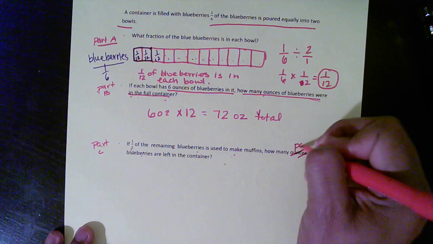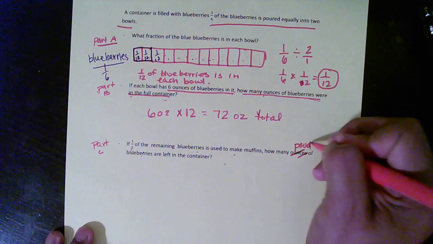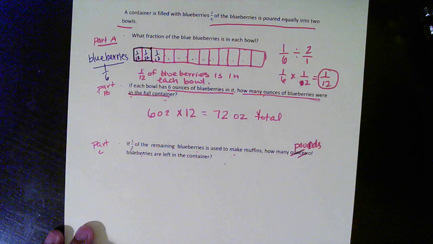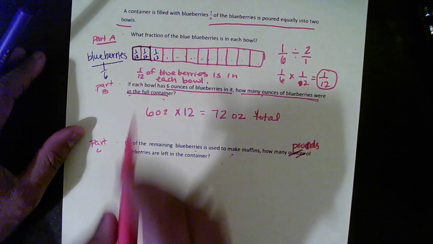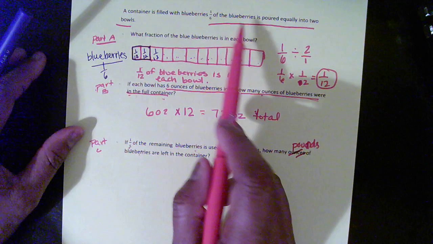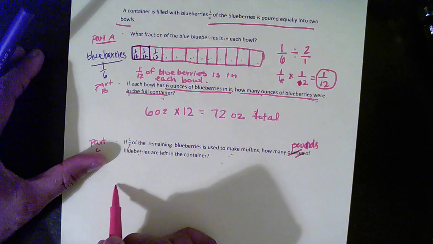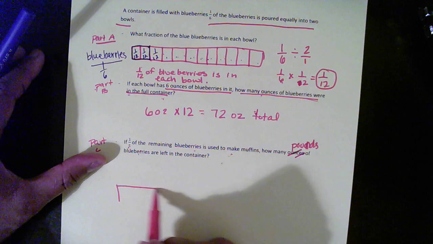This is ounces, boys and girls, of blueberries are left in the container. Okay, so now it's saying that we have to use 1/6 of the remaining blueberries that are used to make muffins. How many ounces of the blueberries are left in the container? Okay, so now I need to start again with this model, the original model, the 1/6. Remember that? All right, so let's draw a better diagram than my first one.